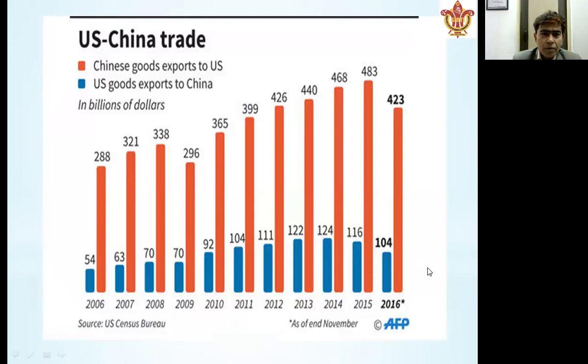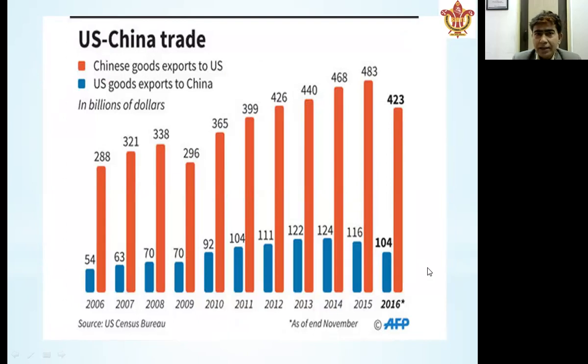Now US-China trade, whenever we talk about 2006, 2007, 2008, 2009, 2010, 2011, 12, 13, 14, and 2016. First, Chinese goods exports to the US in 2006 were $288 billion. In 2008, we can say $338 billion and $365 billion. And lastly, in 2016, $423 billion. This is Chinese goods exports to the US.